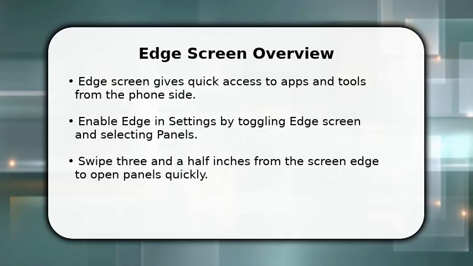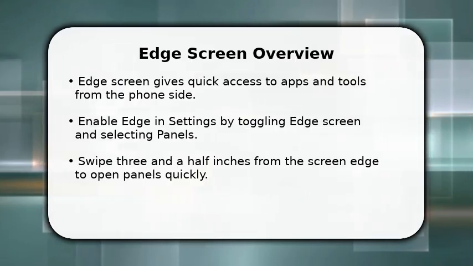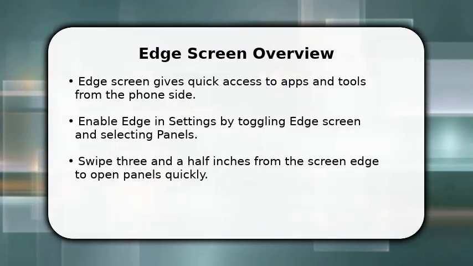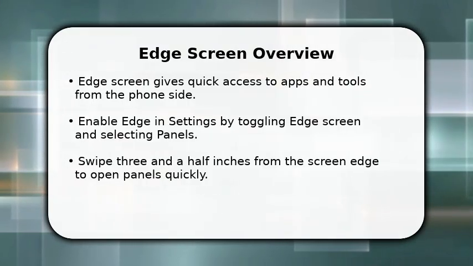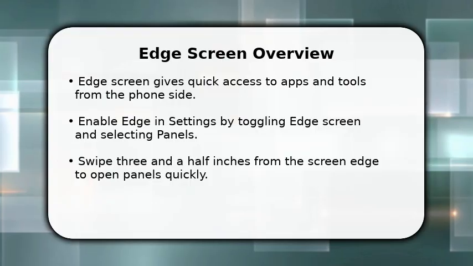Enjoy the video. The Edge screen places shortcuts and tools on the side of your display. You enable it in settings by toggling Edge screen and choosing panels. You can position the handle on either side of the screen for comfort. Customize which panels appear and their order inside the Edge panel menu.